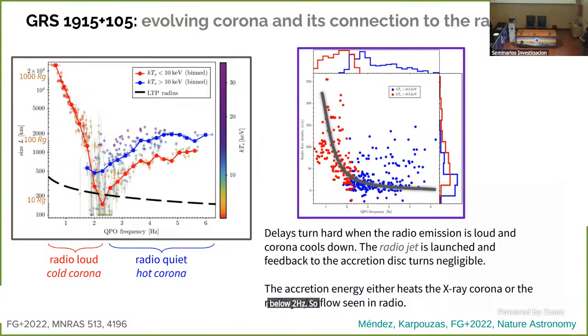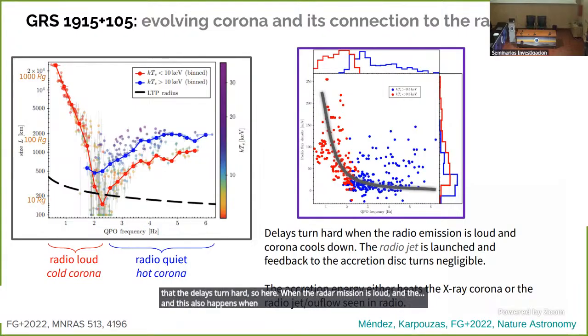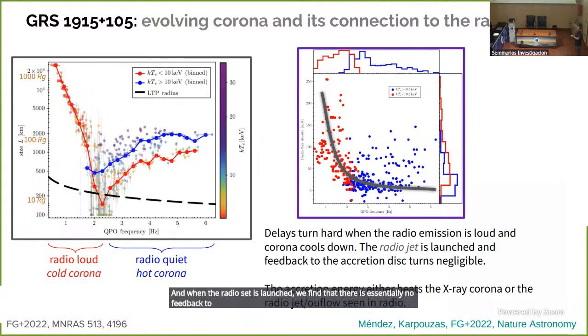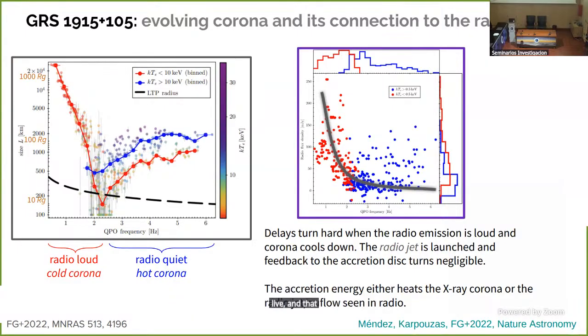So we came up with this interpretation that the delays turn hard, so here, when the radio emission is loud, and this also happens when the corona drops in temperature. And this is when the radio jet is somehow launched. And when the radio jet is launched, we find that there is essentially no feedback to the disk. And that explains why the lags are hard.